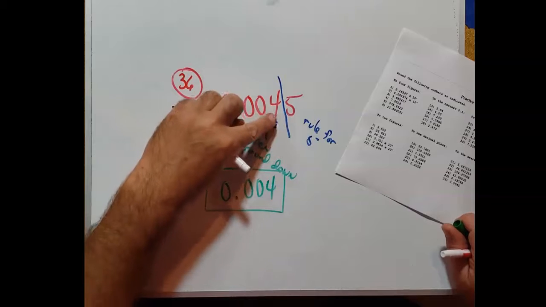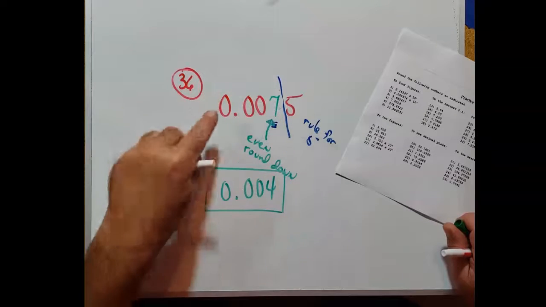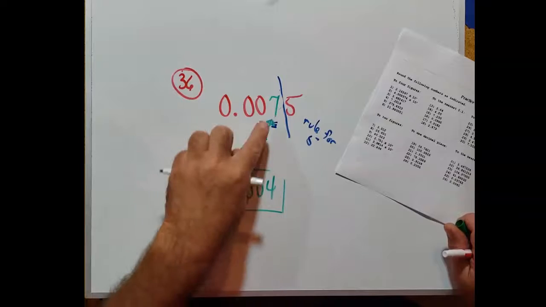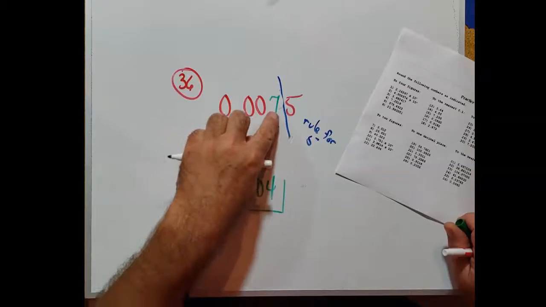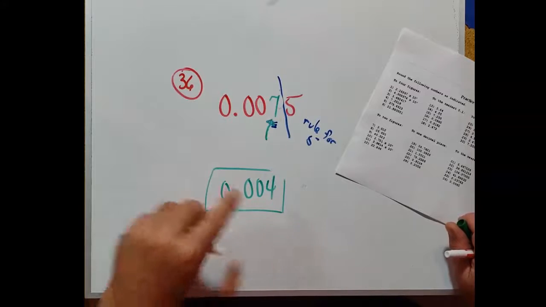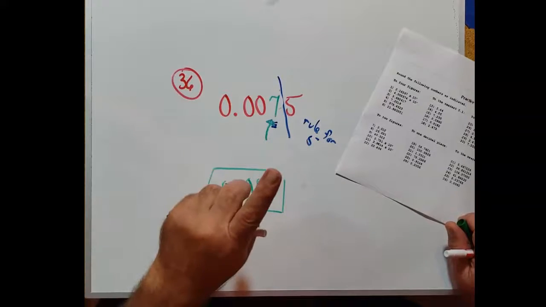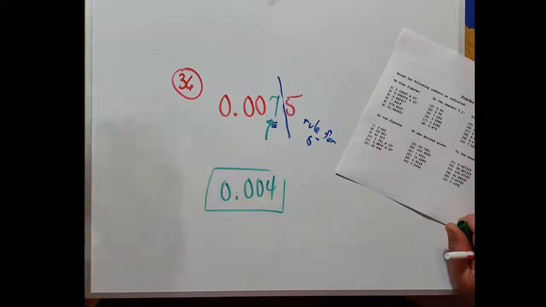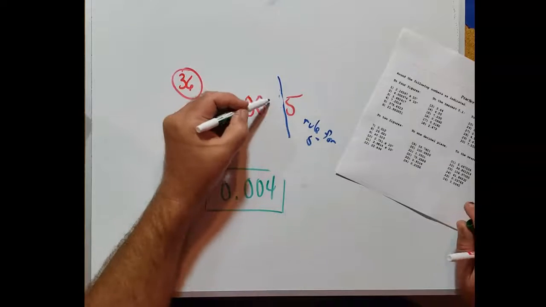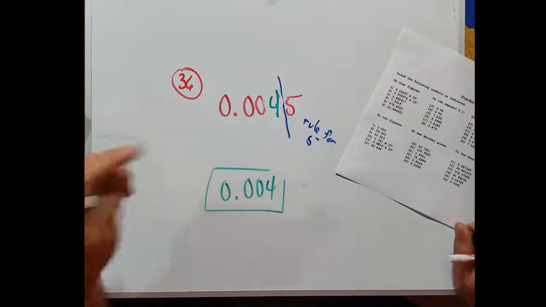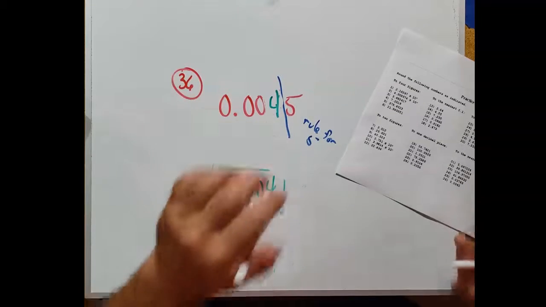Had this 4 been an odd number, let's say it was a 7, then we would have said, okay, this number is odd, so we're going to round up. So it would be 0.008 in that case. When we have the rule for 5, sometimes we round down, sometimes we round up. We round down when the number in front is an even number, like in 36. If it happened to be an odd number, then we'd round up.